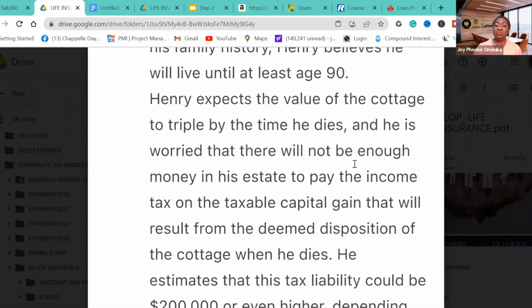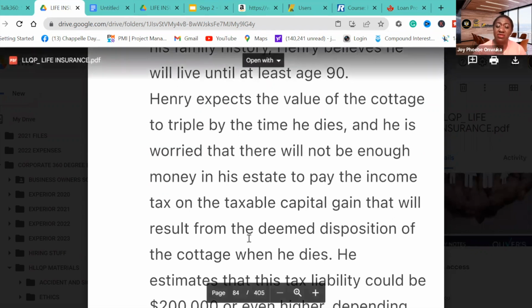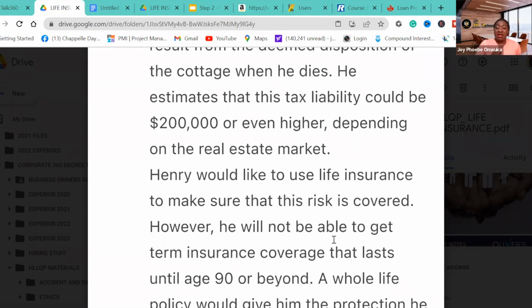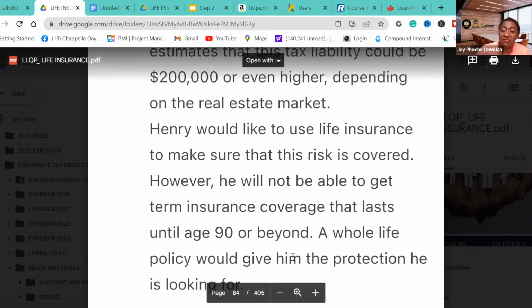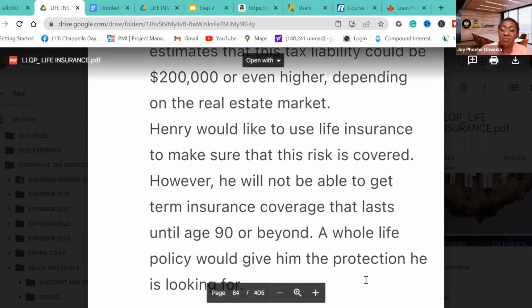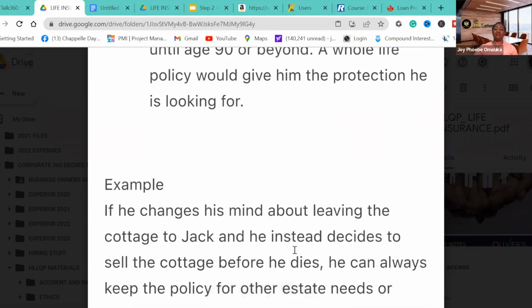And he's worried that there will not be enough money in his estate to pay the income tax on the taxable capital gain that will result from the deemed disposition of the cottage when he dies. He estimates that this tax liability could be $200,000 or even higher, depending on the real estate market. Henry would like to use life insurance to make sure that this risk is covered. However, he will not be able to get term insurance coverage that lasts until age 90 or beyond. A whole life policy will give him the protection he is looking for.